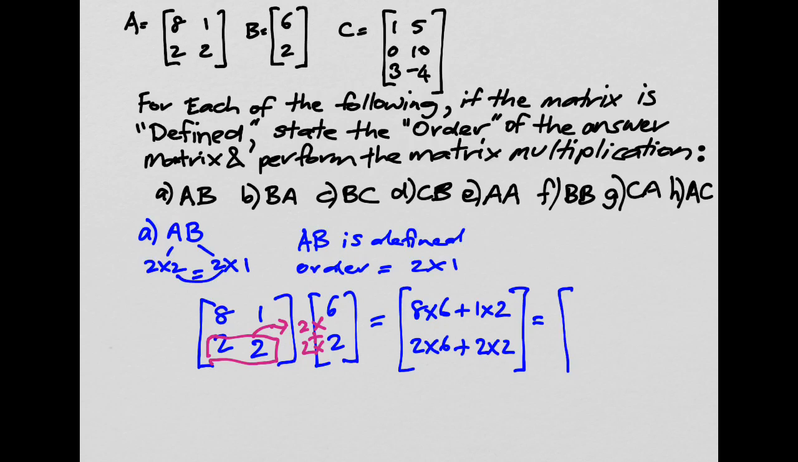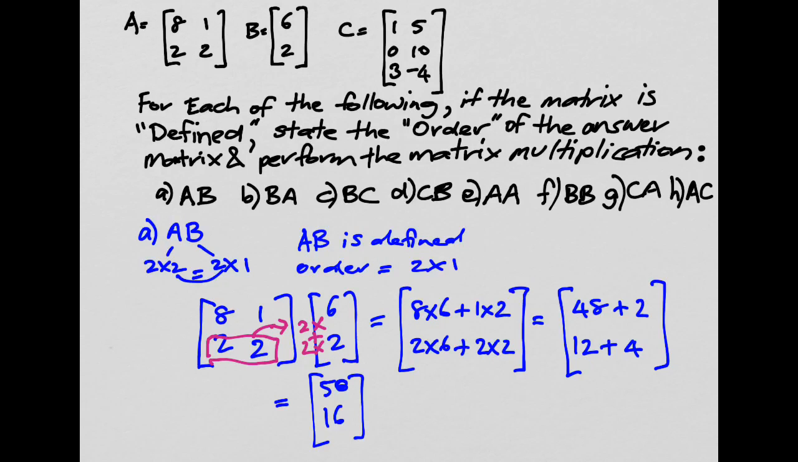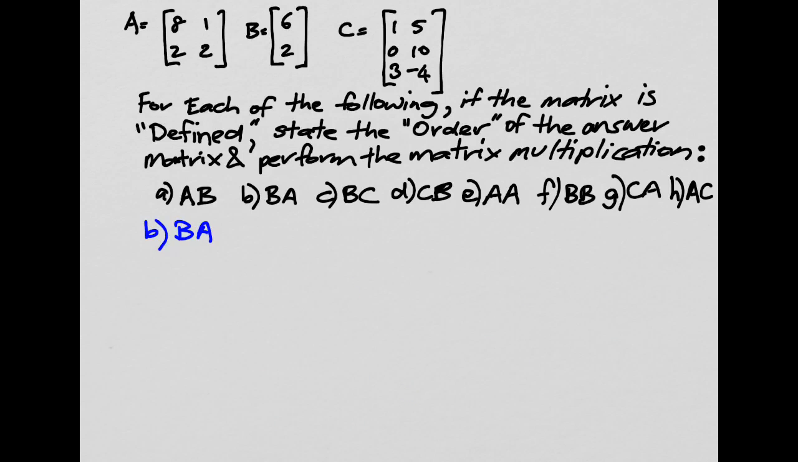So that equals 48 plus 2 and 12 plus 4, which equals 50 and 16. And that, as you can see, is in the order of 2 times 1 as predicted, and it's your answer. Alright, let's now look at B.